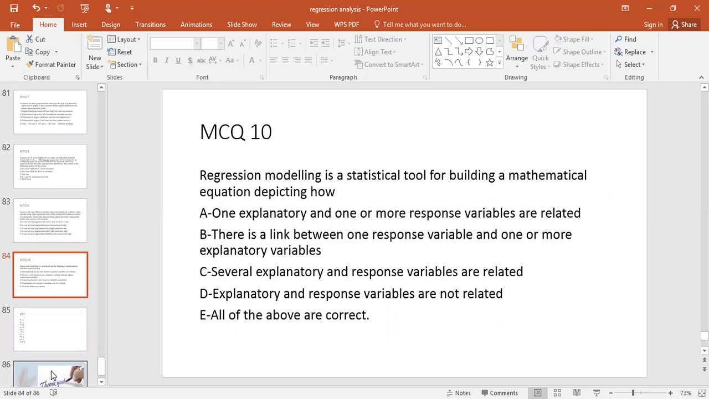A. Regression modeling is a statistical tool for building a mathematical equation depicting how one explanatory and one or more response variables are related. B. There is a link between one response variable and one or more explanatory variables. C. Several explanatory and response variables are related. D. Explanatory and response variables are not related. E. All of above are correct. It is B. There is a link between one response variable and one or more explanatory variables.